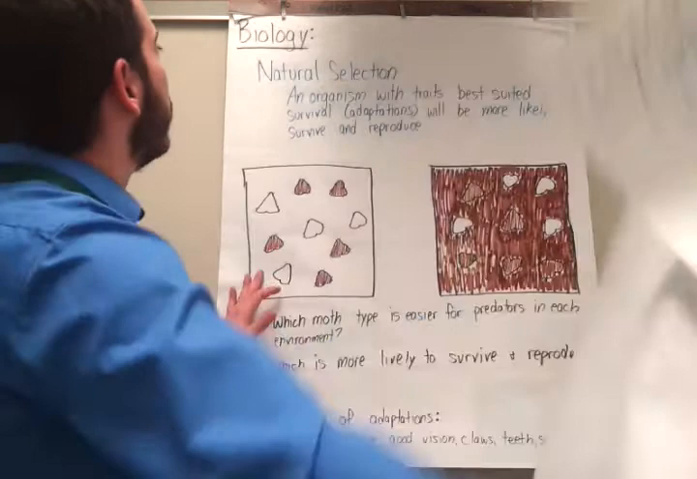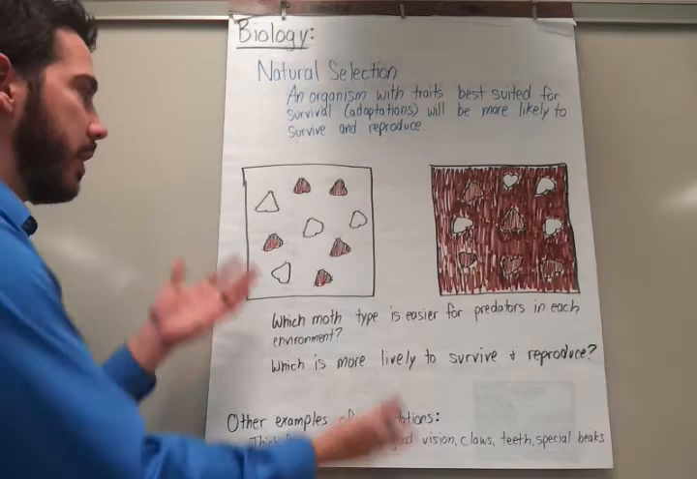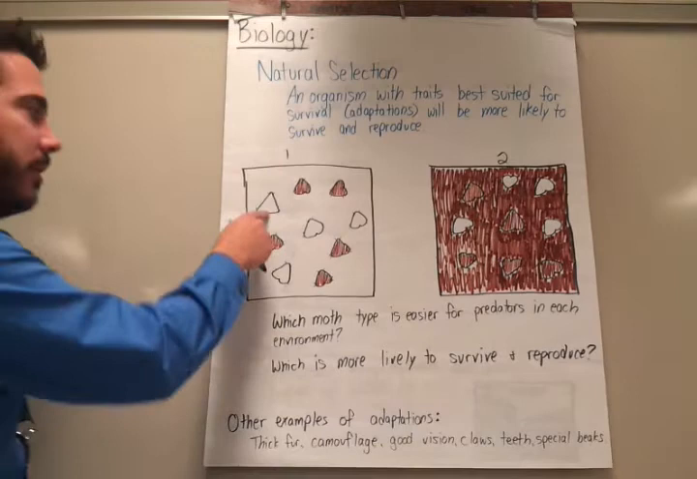So about natural selection. Natural selection is when an organism with traits best suited for survival, also known as adaptations, will be more likely to survive and reproduce. So it's pretty easy to see here. We've got environment one and environment two. And these are supposed to be moths. I know they're kind of bad, but the point is still valid.